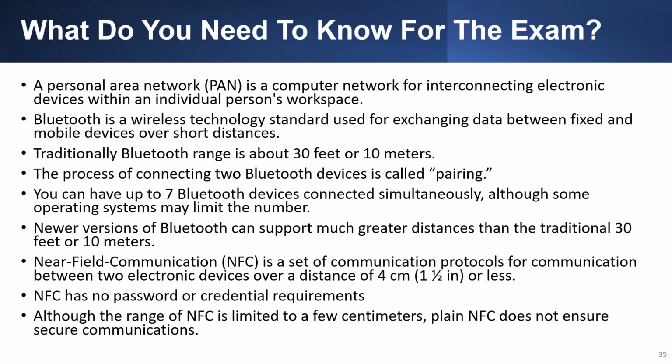In summary, a personal area network, or PAN, is a computer network for interconnecting electronic devices within an individual person's workspace. Bluetooth is a wireless technology standard used for exchanging data between fixed and mobile devices over short distances. Traditionally, Bluetooth ranges about 30 feet or 10 meters. The process of connecting two Bluetooth devices is called pairing.